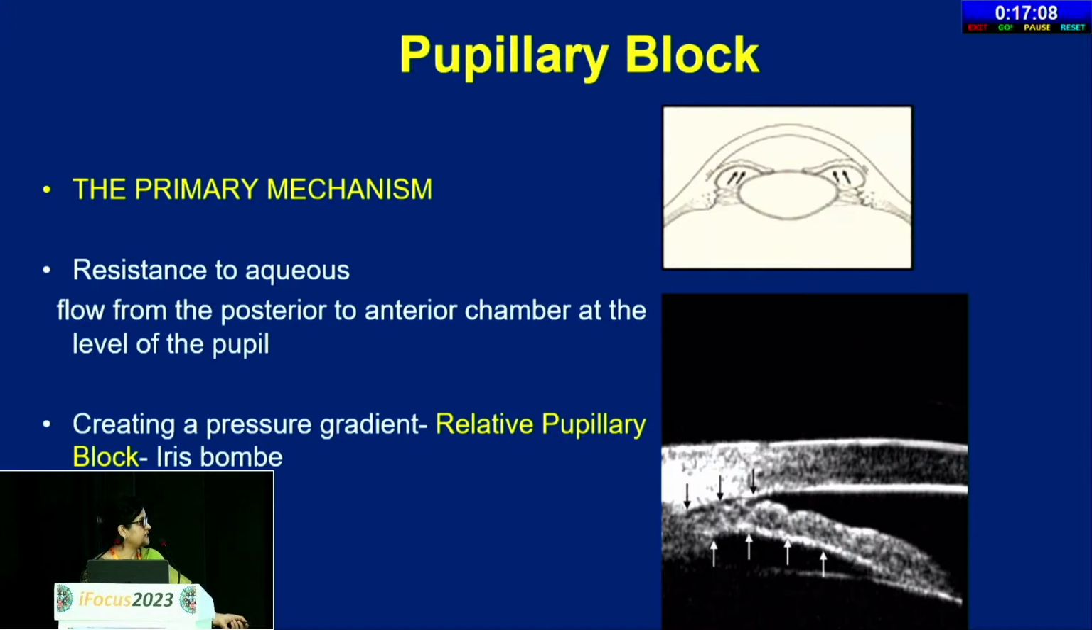And as a result, there is bowing forward of the iris, and this will cause occlusion of the angle because of the crowding of the iris at the angle. So this is the mechanism of angle closure because of pupillary block, and this is called relative pupillary block. When there is just an appositional closure, it can become absolute pupillary block when there is synechial closure.